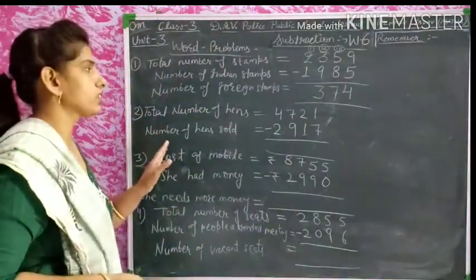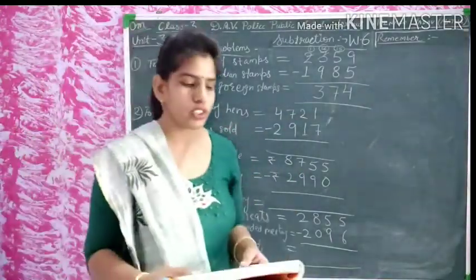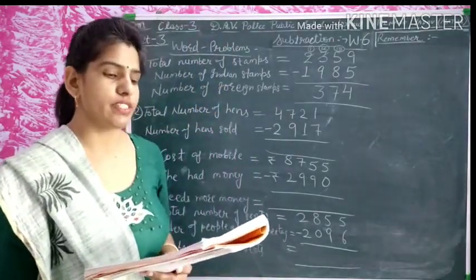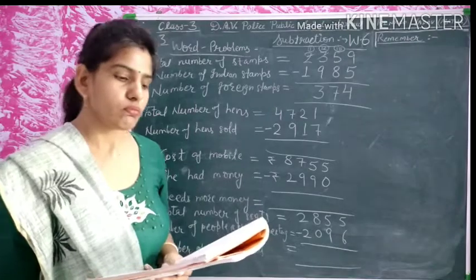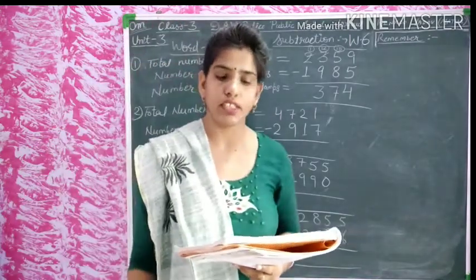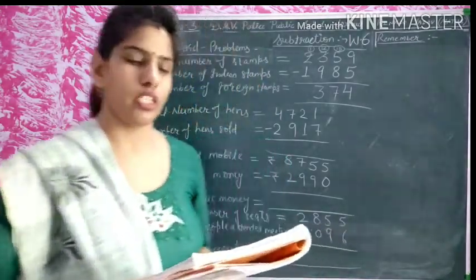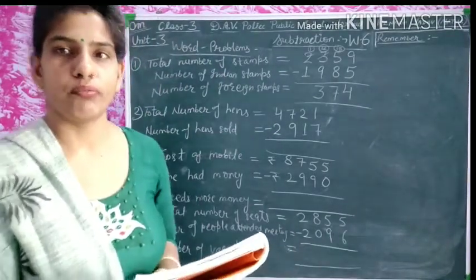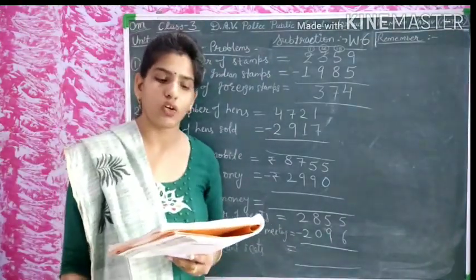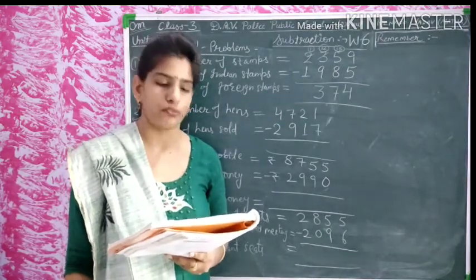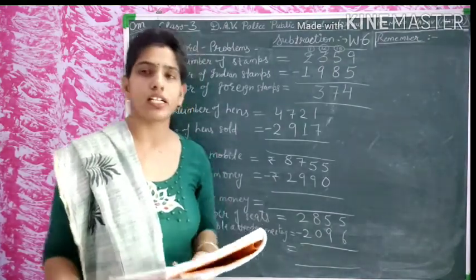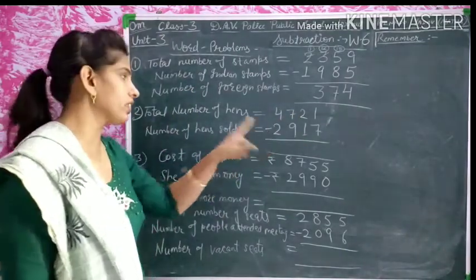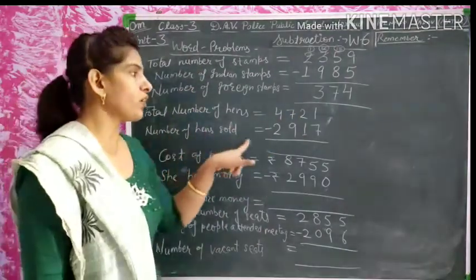Now the next question is question number 2. In question number 2, a poultry farm had hens. If 2,917 hens were sold out, then how many hens were left in the poultry farm? We have to calculate how many hens were left in the poultry farm. So students, the total hens in the poultry farm are 4,721. Number of hens sold.